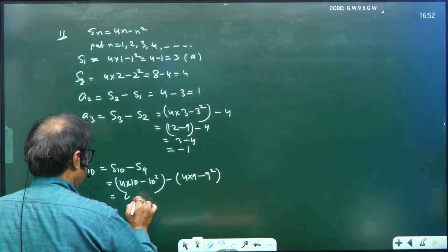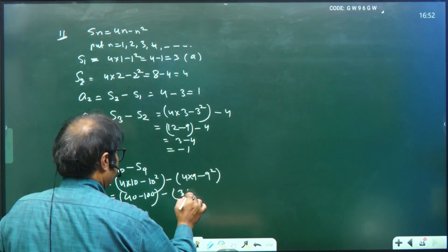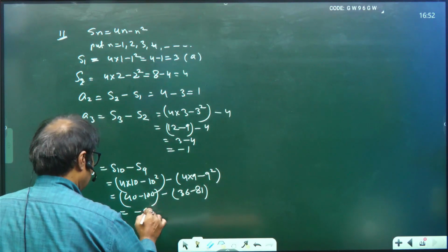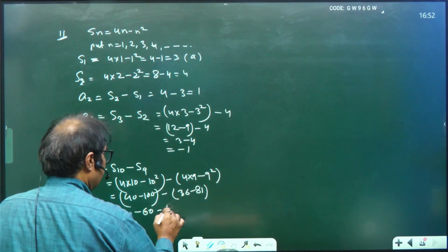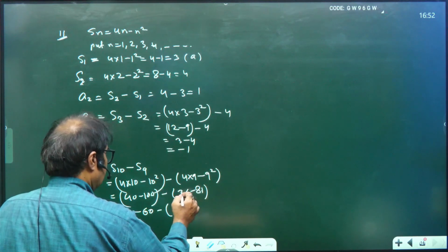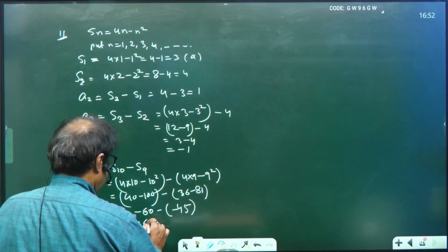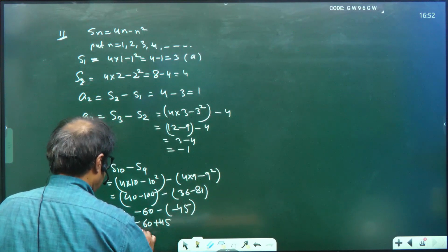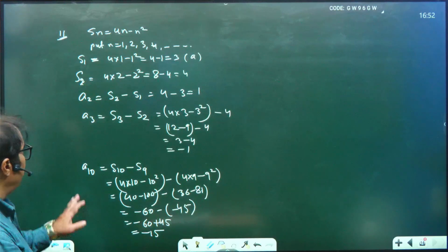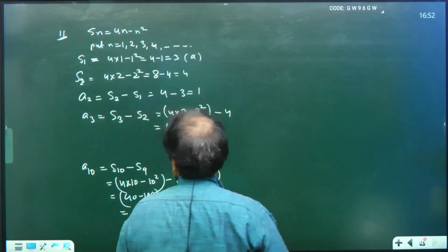So this is 40 minus 100 and minus 36 minus 81, and this is equal to minus 60 and minus 45 with minus sign. So minus 60 and plus 45, that is equal to minus 15, right? This is the value of the 10th term. And what is the nth term?